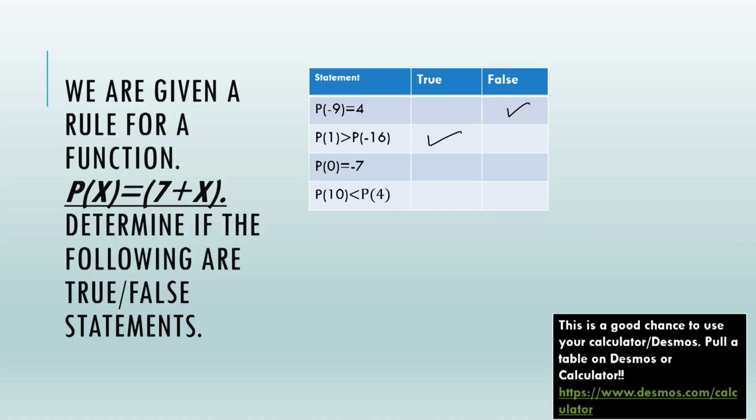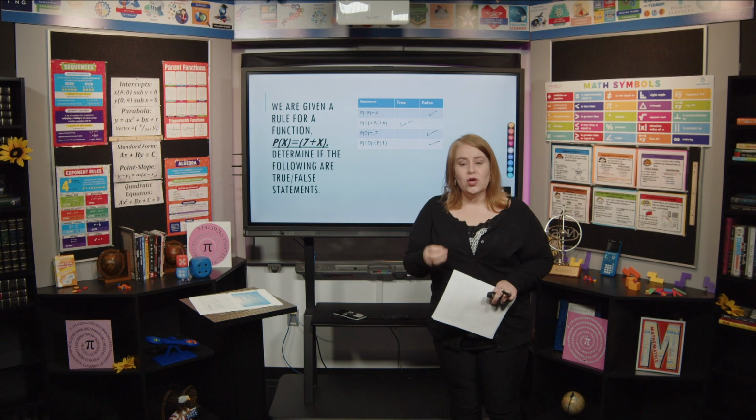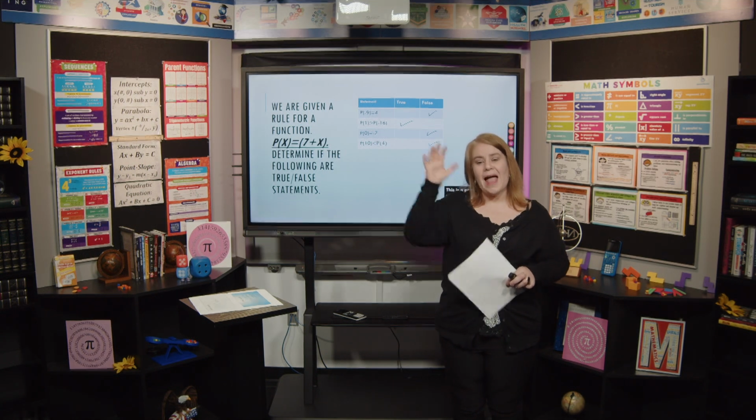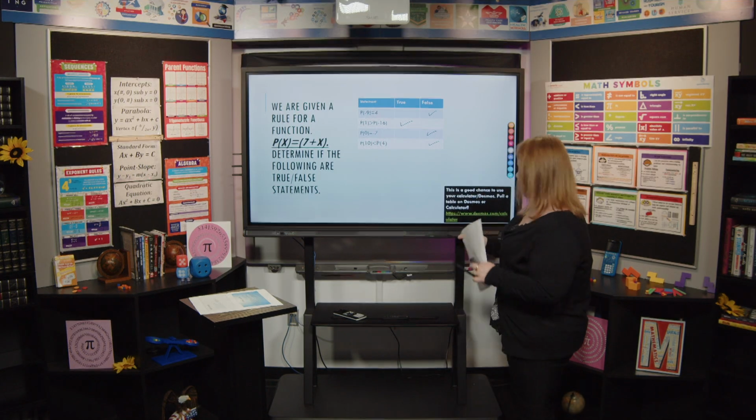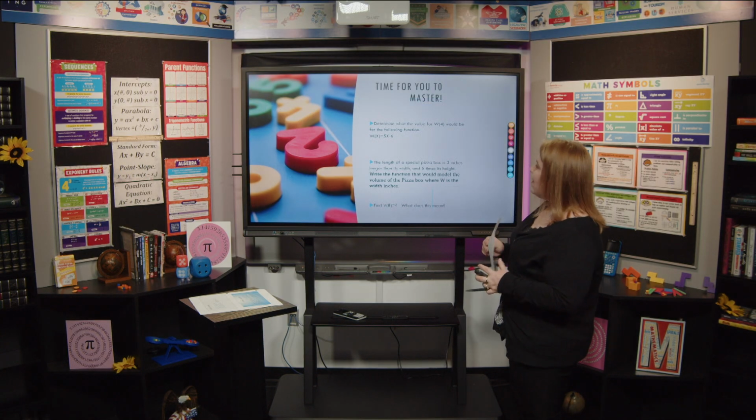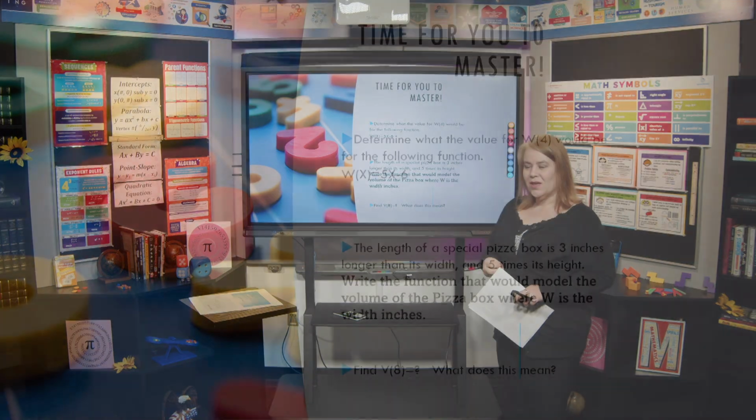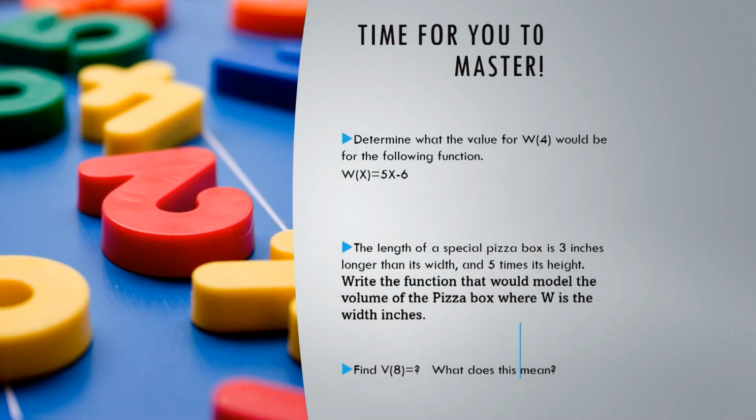Now for the next one, we have P of 0 equals -7. When I pulled that table, I did not get a -7. So when I looked on that table and I saw my output for 10 and my output for 4, was 10's output smaller than 4's output? No, it wasn't. So this was a very good problem to help us determine how to use those tables and how to use Desmos and calculator skills. Very good problem. Now it's time for us to master.